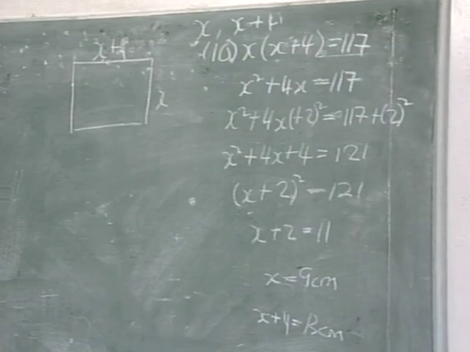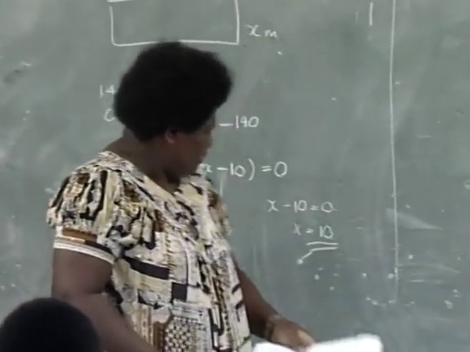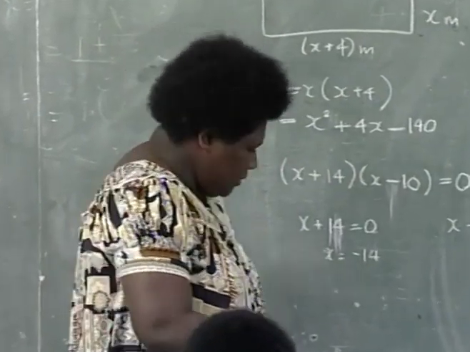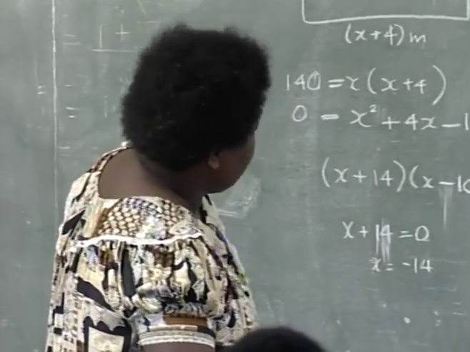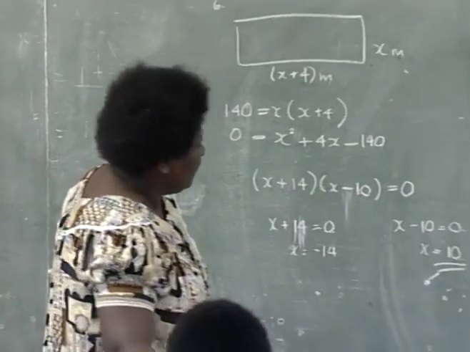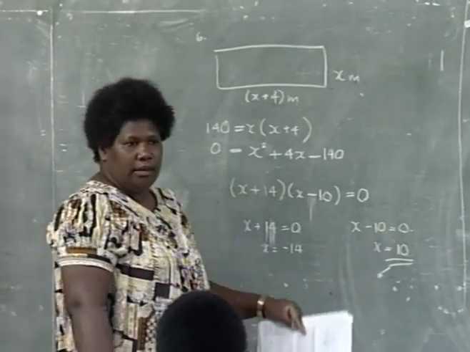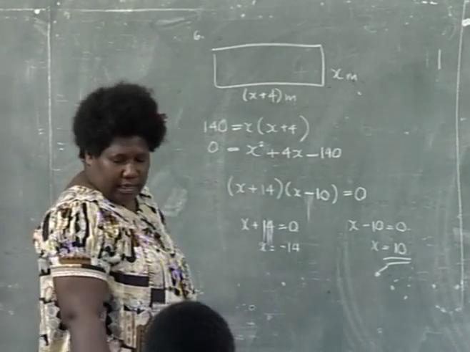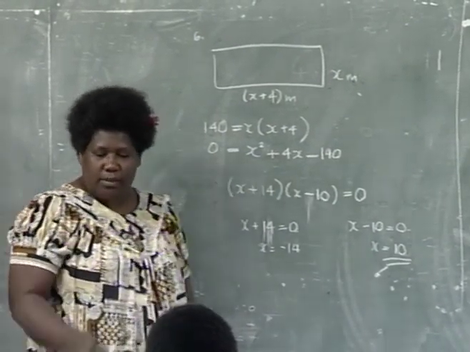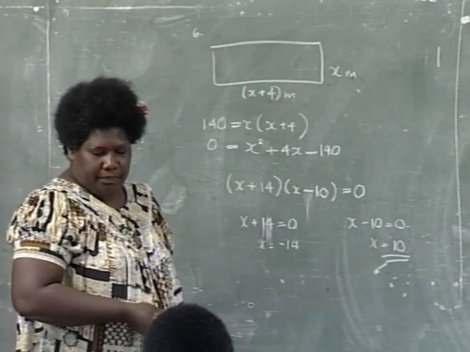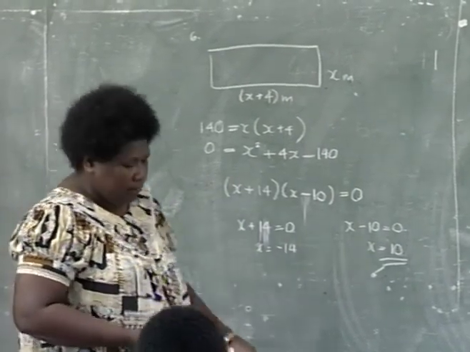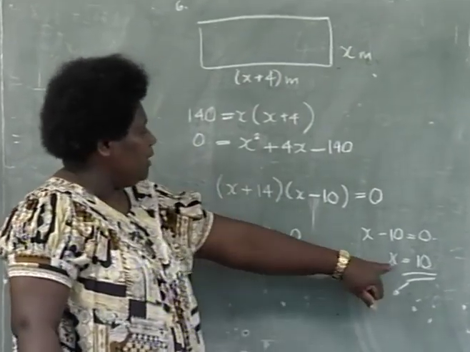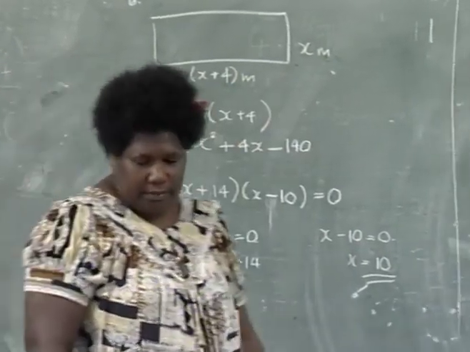Okay, the answer for number 6 and number 10. All right, number 6, because it's asking for the dimensions, the solutions are correct except that x represents the width. Therefore, the length is 14. Okay, because every time you ask for the dimensions, you must have the length and the width as well. So the length, sorry, width is 10, the length is 14 centimeters.